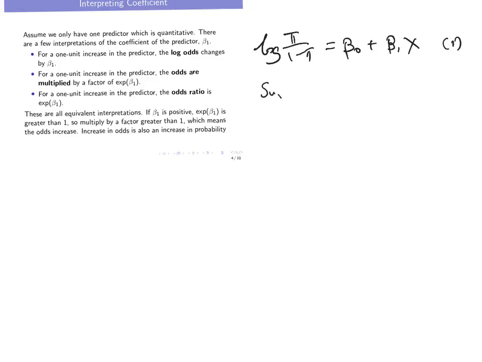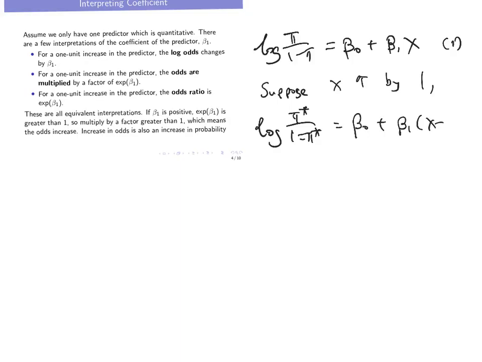And let's suppose x increases by 1 unit. So what would this equation become? Right, the log, and we have new odds, right? So the pi changes. So I'm going to call that pi star to represent that pi has changed. And the right hand side becomes beta 0 plus beta 1 times (x plus 1), right? Because I'm increasing x by 1. So I'm going to call this equation 2.